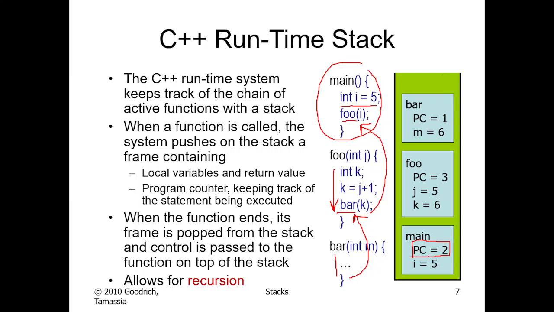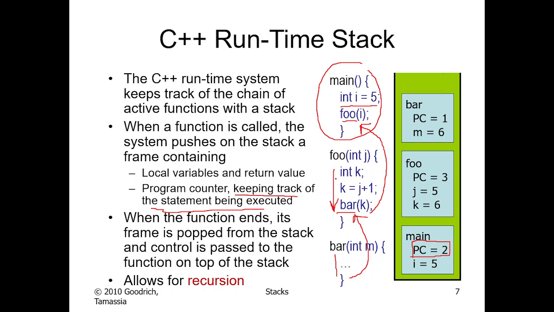This is the PC, or program counter. The program counter basically keeps track of the statement that has to be executed next. So when we call function foo from the main function, all the local variables in the main function, the return value if function foo needs to return some value, and the return address, the address of the instruction which has to be executed after function foo is executed, are pushed onto the stack.